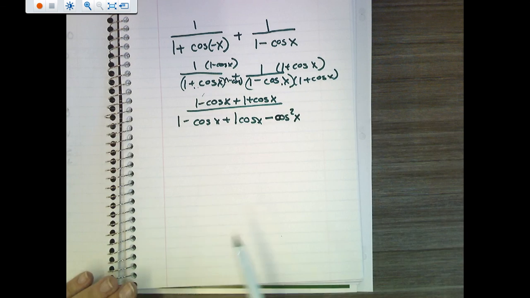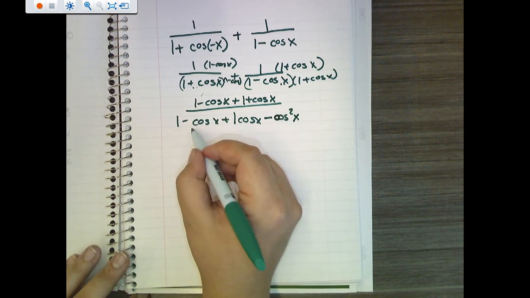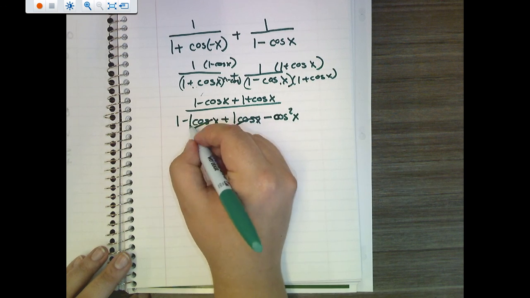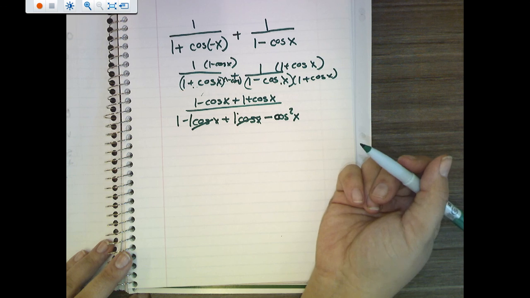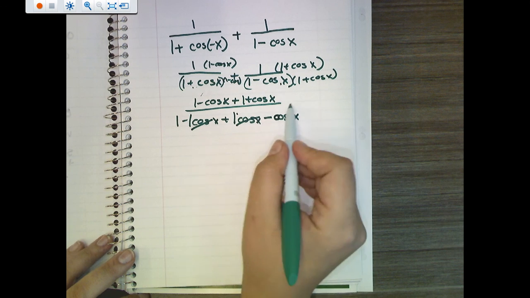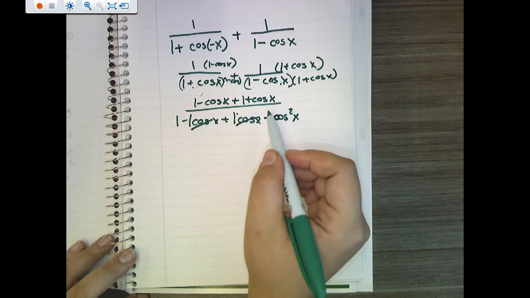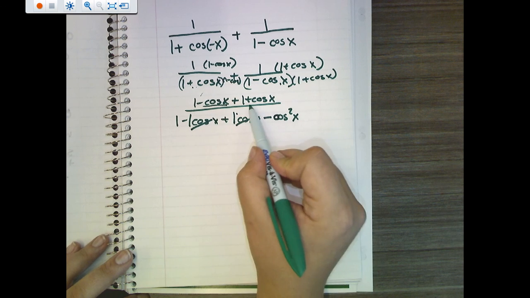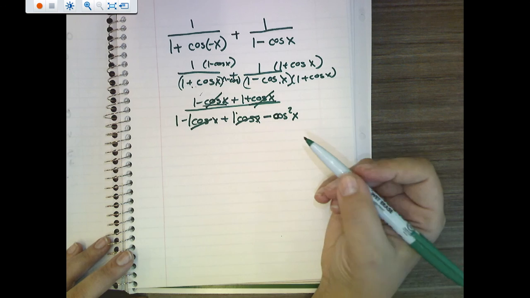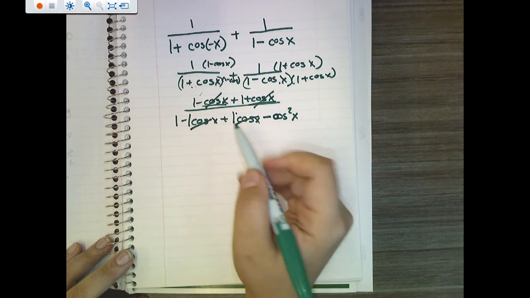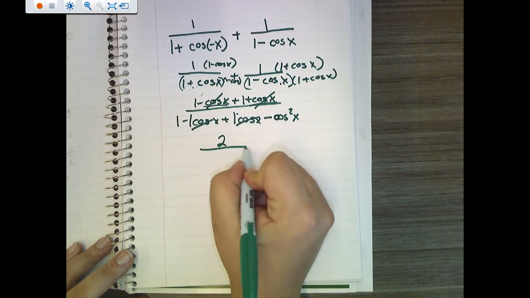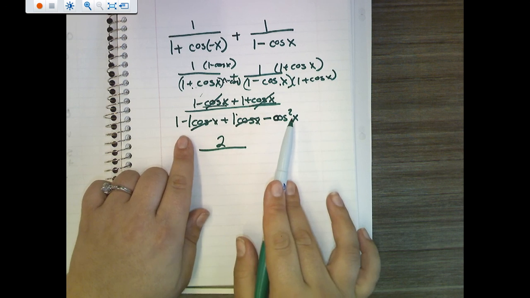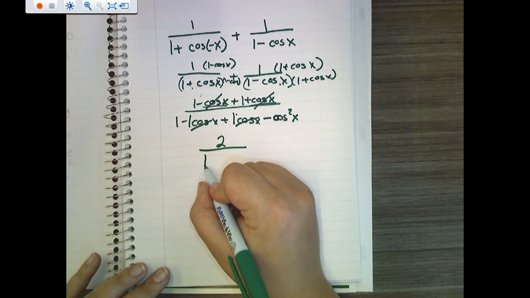Okay, so on the bottom, these two add to 0. I have a negative 1 and a positive 1 cosine x. So I'm going to add like terms where I can on top and on bottom. On top, I have a negative cosine x and a positive cosine x. Those add to 0. 1 plus 1 on top is 2. Over on the bottom now, I have 1 minus cosine squared.